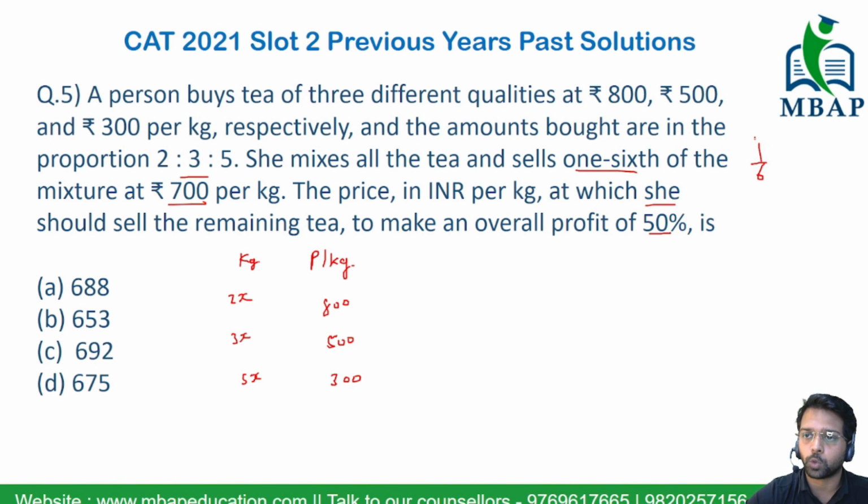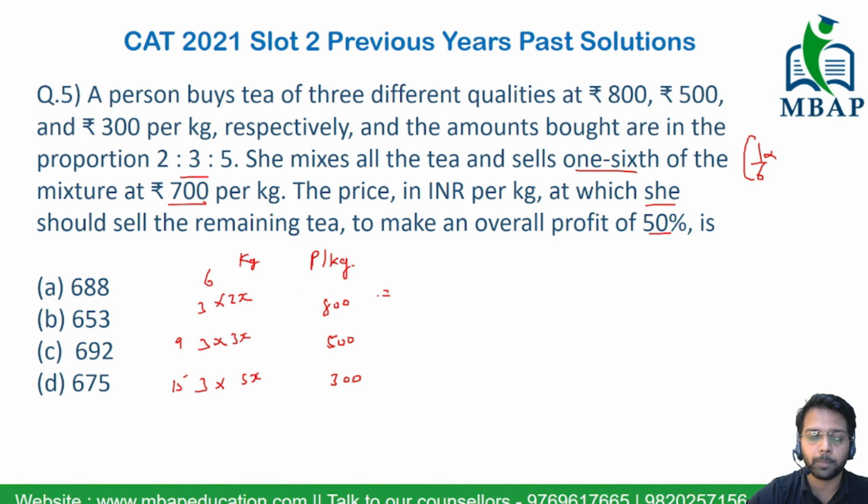Now you want this total value to be divisible by 6, because you want to take 1/6 and 5/6 out. So let's multiply with a common factor to make it easier. Multiply with 3 each. So it's going to become 6 kg of the 800 rupees variety, 9 kg here, and 15 kg here.